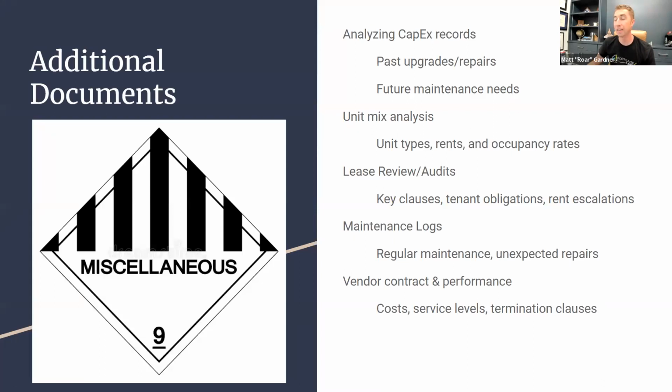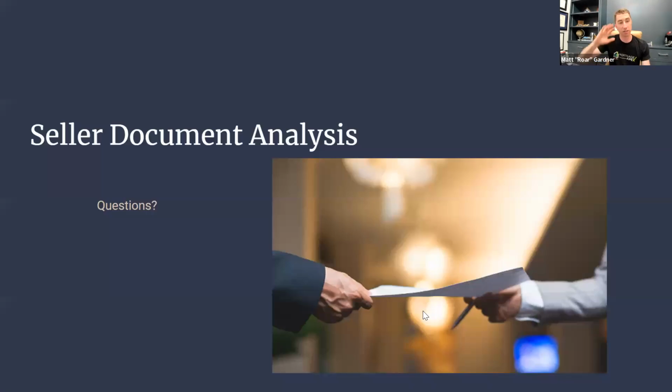Any questions on additional documents, or really that's it, guys? So overall, for general seller document analysis, what do I need to really receive from the seller? I think you guys should have a good comprehension of that, right? Ideally, you have an OM to help you out a little bit. T12 and rent roll are the big keys there.